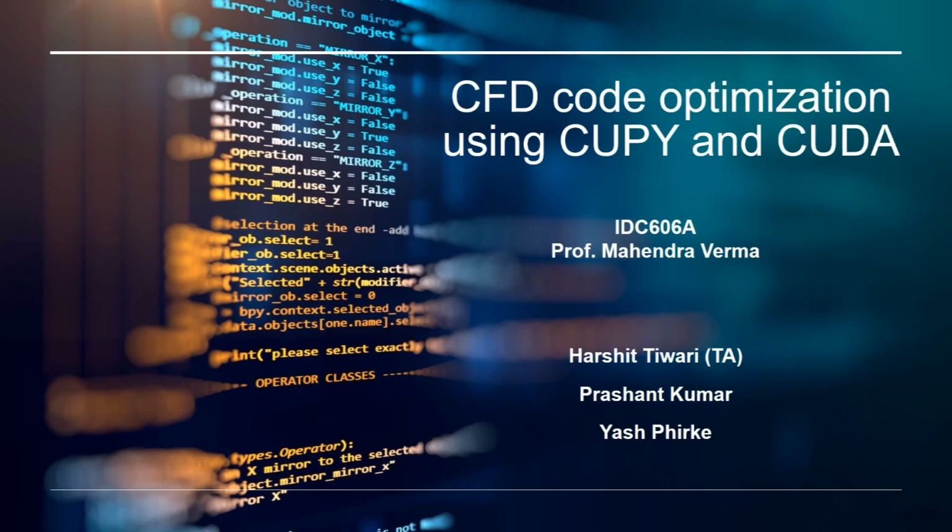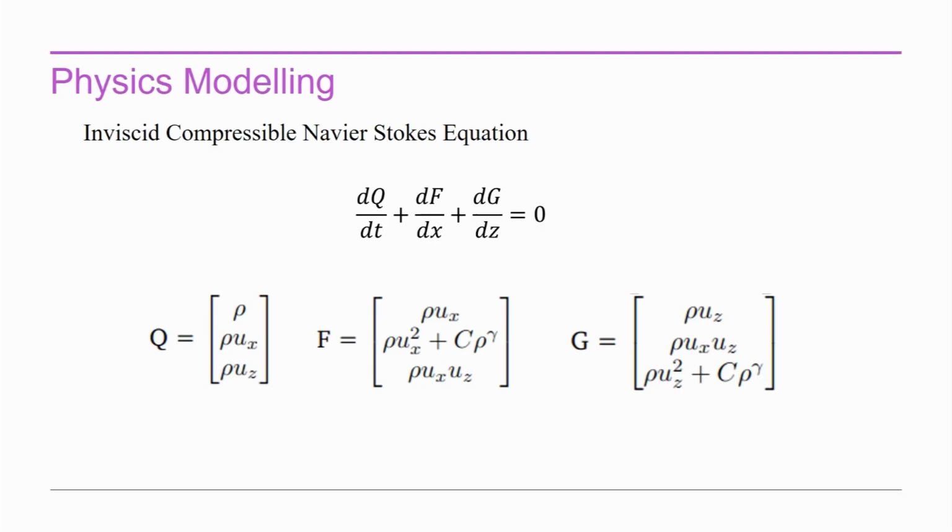Welcome all. I, Yash Firke and Prashant Kumar will be presenting our work on the CFD code optimization using Coupa and CUDA. This is a course project for high performance computing and its application. Course instructor Mahendra Verma. We will first see the Coupa code Dhara developed by Harshit Tiwari.